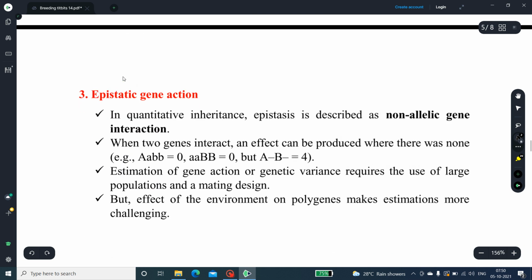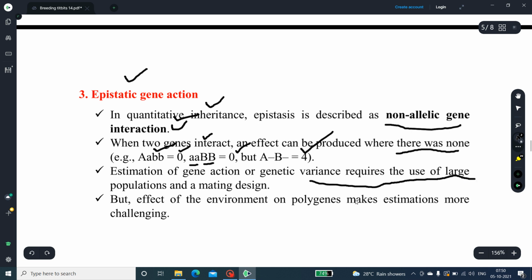The third one is epistatic gene action. In quantitative inheritance, epistasis is described as non-allelic gene interaction. When two genes interact, an effect can be produced where there was none. Example, capital A, small a, small b, small b is equivalent to 0. And small a, small a, capital B, capital B is equivalent to 0, but A and B together is equivalent to 4. Estimation of gene action or genetic variance requires the use of large population and a mating design. But the effect of the environment on polygenes makes an estimate more challenging.